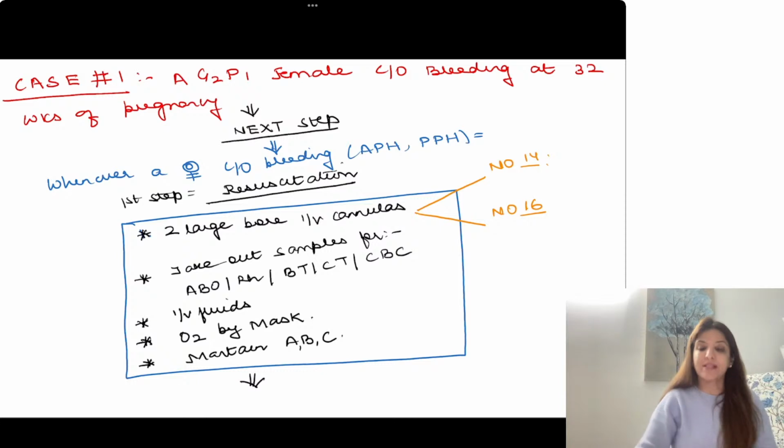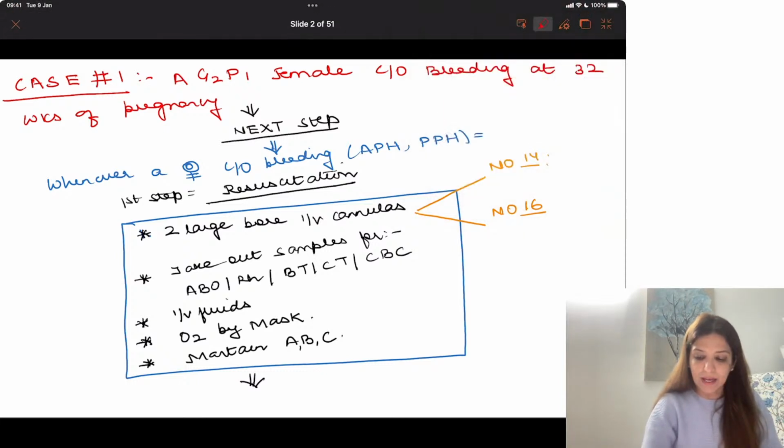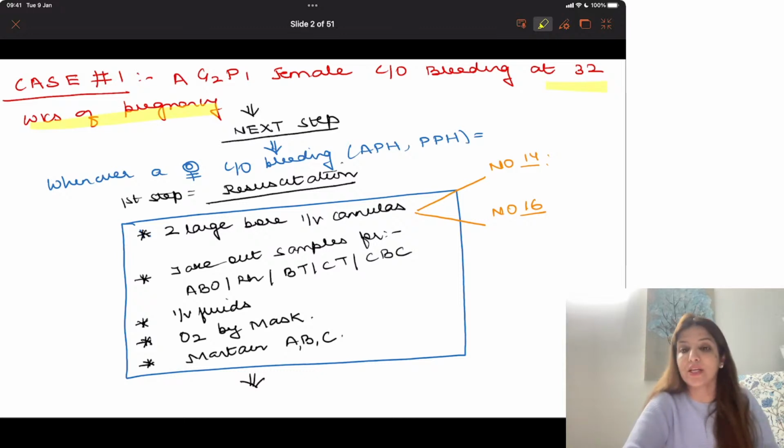Okay, so case number 1, a G2P1 female who is pregnant. She's complaining of bleeding at 32 weeks of pregnancy, and if they ask you what is the next step, now they have not told you whether the patient is suffering from placenta previa or she is a case of abruption. If they give you this much and they ask you what is the next step, please remember, whenever a female comes to you with bleeding, the first step is resuscitation.